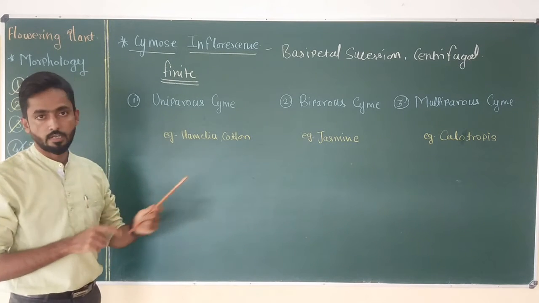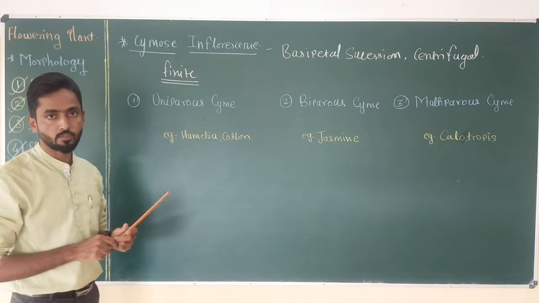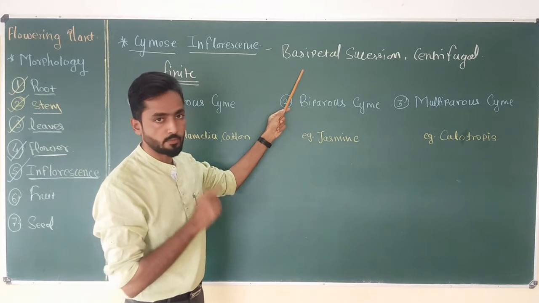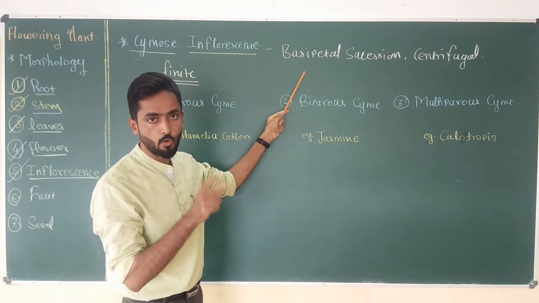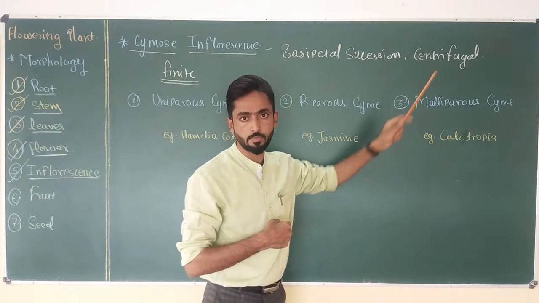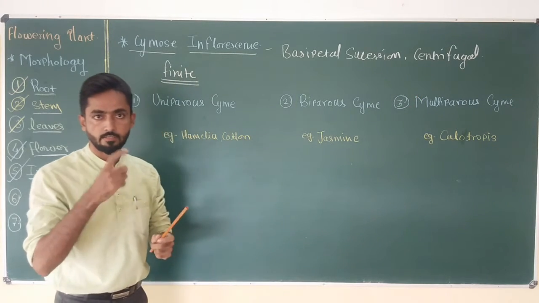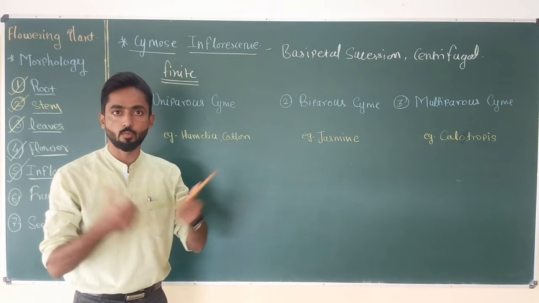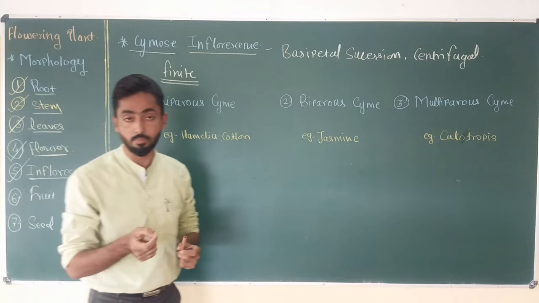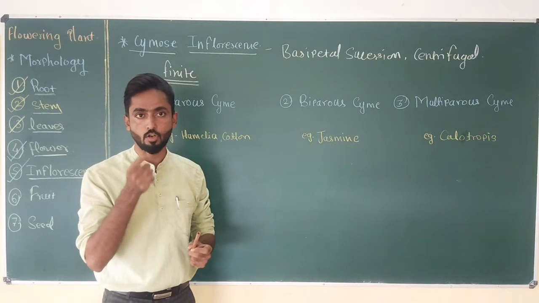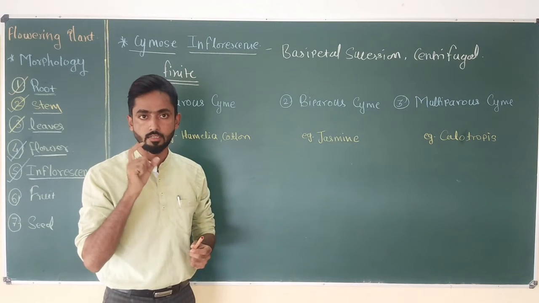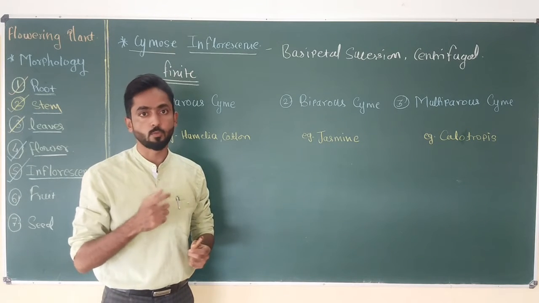Before starting with the different subtypes of cymose inflorescence, we should understand the meaning of these three important words. That is basipetal succession. That means the old flower is at the top and the young flower is at the base. Then centrifugal order of opening of flowers. That means the central flower opens first and then opening moves towards the periphery. And the third is finite type of inflorescence. That means the central axis or reproductive branch or peduncle shows limited growth because the tip is terminated due to a flower.